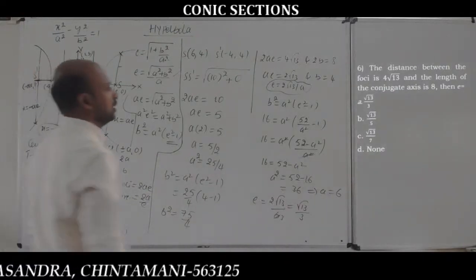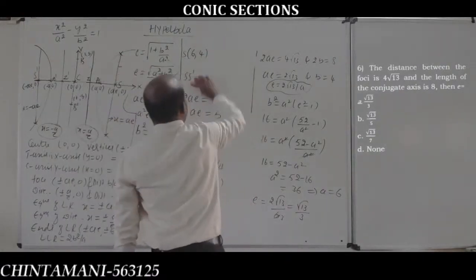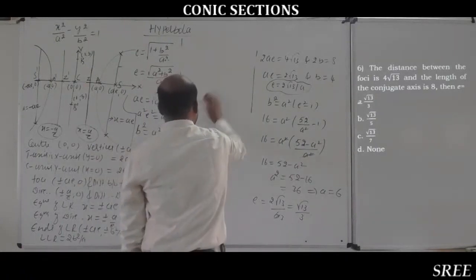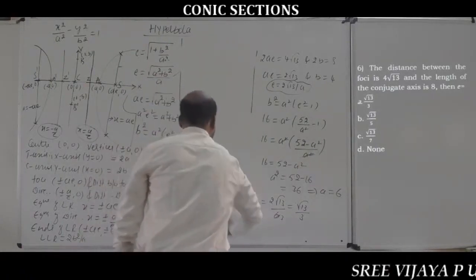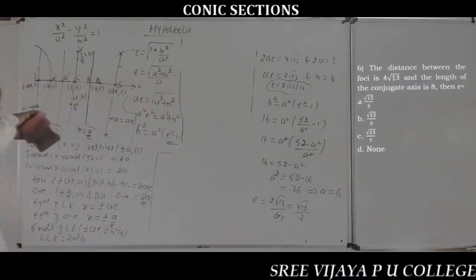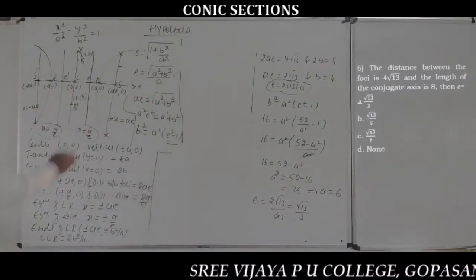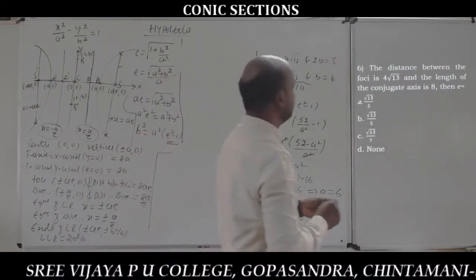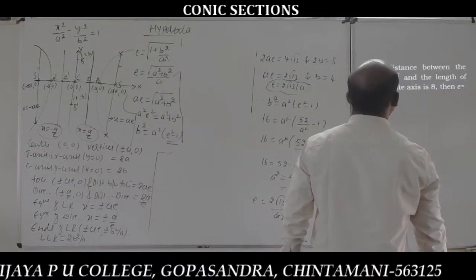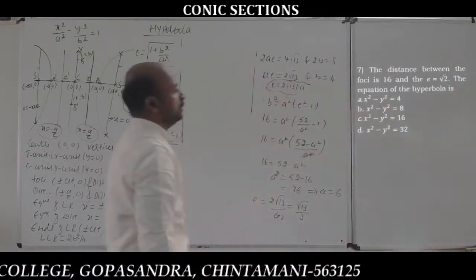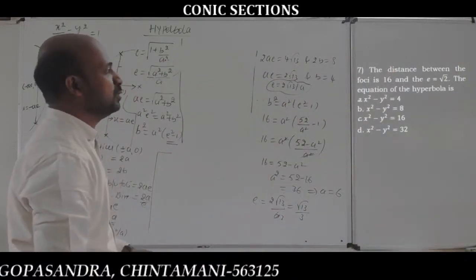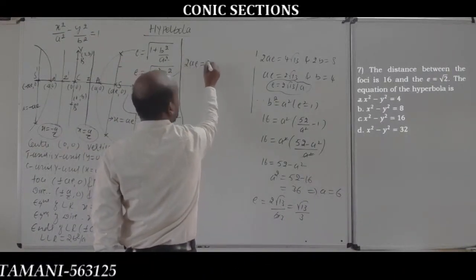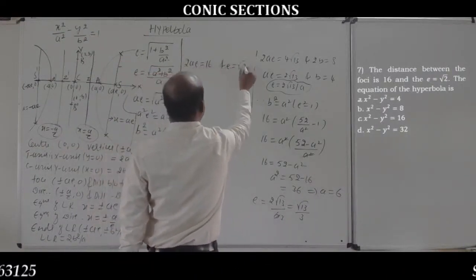Eccentricity of the hyperbola, given that the distance between the foci is 4 root 13 and length of conjugate axis is 8. The distance between the foci, same, 2AE is 16, eccentricity root 2.